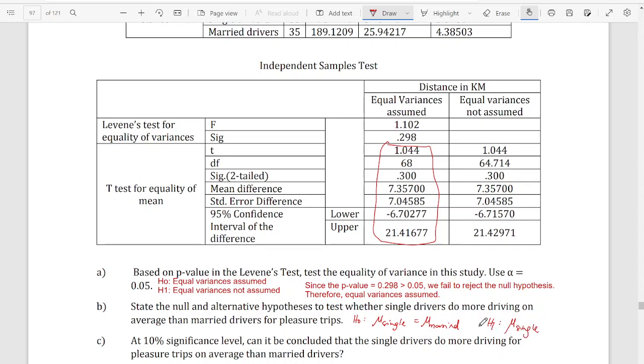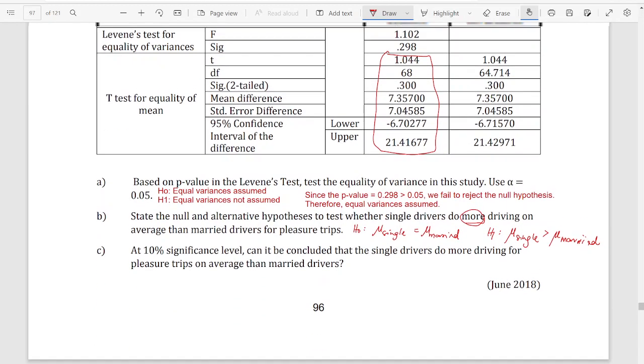Okay, however, in this situation, gunakan whether the single drivers do more driving on average. So, dia katakan kat sini, ada perkataan more kat sini. So, maknanya lebih besar kan. So, in this case, H1 will be mu single greater than mu merit. Okay, so that is for the null and alternative hypothesis.